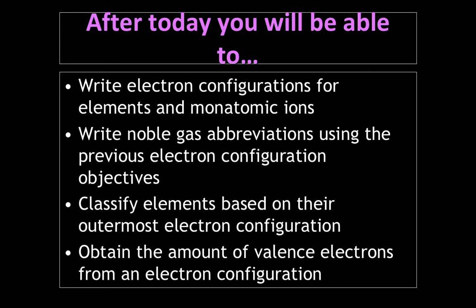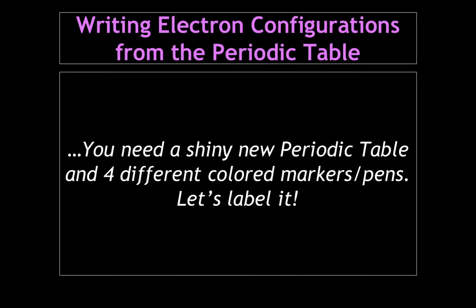Okay. I want you to be able to write noble gas abbreviations, classify elements based on their outermost electron configuration, which we kind of did last lesson. And I want us to be able to talk about valence electrons from an electron configuration. If you watched my ions video like I asked you to a long time ago, we all know that these groups have one valence electron, two valence electrons, 3, 4, 5, 6, 7, 8. And I told you the d block is weird and the f block is weird. Well, now we're going to be able to determine the valence electrons, and we'll talk about what a valence electron is in just a few seconds.